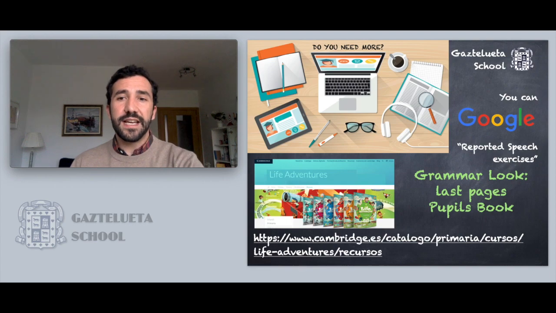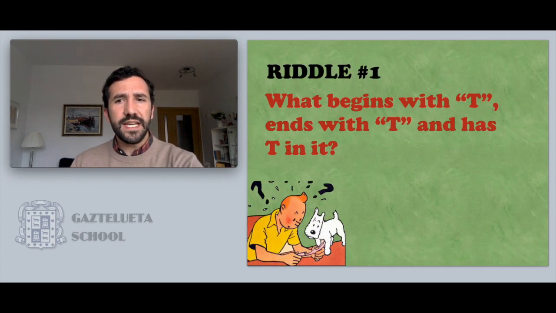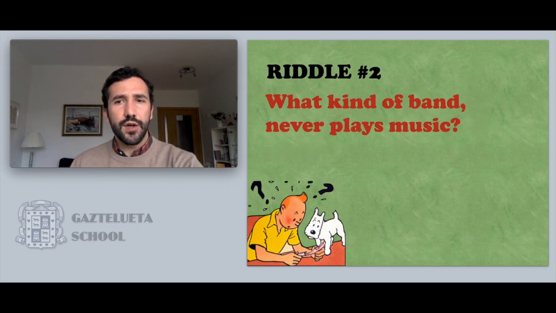Okay, you know that I don't like to say goodbye without challenging you. You know that I love riddles, so I have 2 for you. Easy one, okay? If you know the answer, please don't use the internet, just use your brain, and in the upcoming week, in our online Google Meet lessons, you can tell me your answer. The first one would be this one. What begins with T, ends with T, and has T in it? Just think, okay? And the second one, and the last one, would be, what kind of band never plays music?